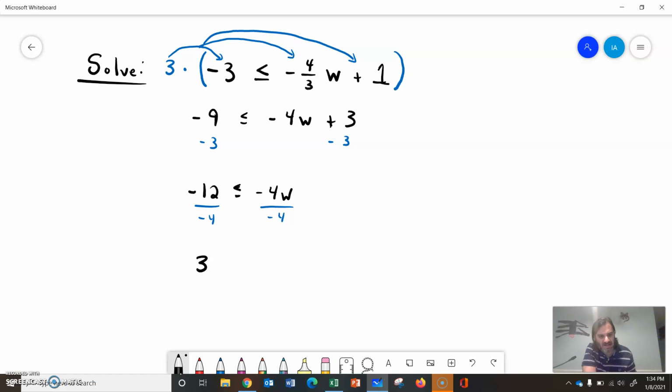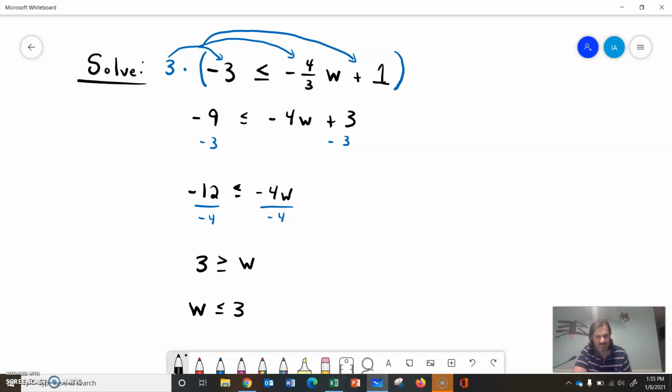Remember, we divided by a negative, so that flips our inequality over to make it greater than or equal to w. So 3 is greater than or equal to w. If you don't like the way that looks, you can flip it around. W is less than or equal to 3. So there we have a solution.